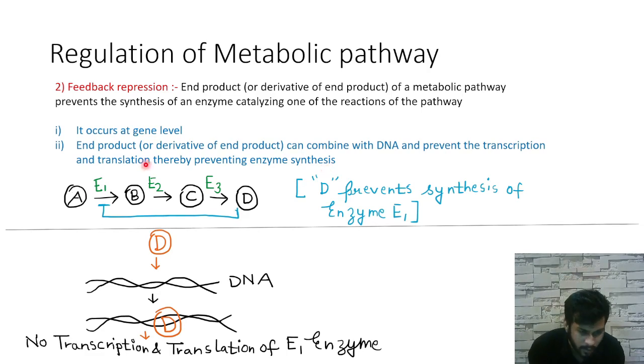So in the diagram below, you can observe that end product D can bind to a specific region of the DNA, due to which it will prevent the transcription and translation of the E1 enzyme. So in feedback inhibition, the end product will inhibit the enzyme, whereas in feedback repression, end product D will stop the production of enzyme E1. It will not inhibit. It will just stop the synthesis of enzyme E1 by preventing its transcription and translation. That is, feedback repression occurs at gene level.